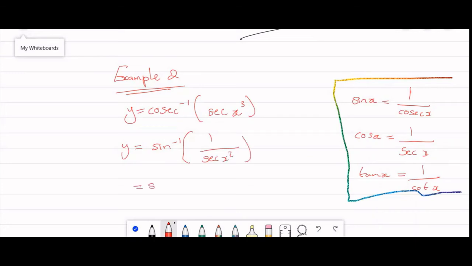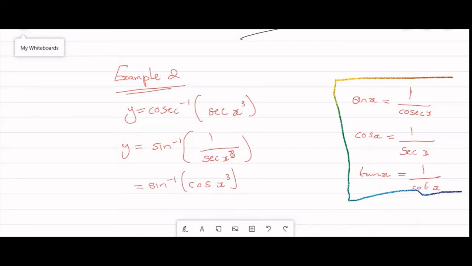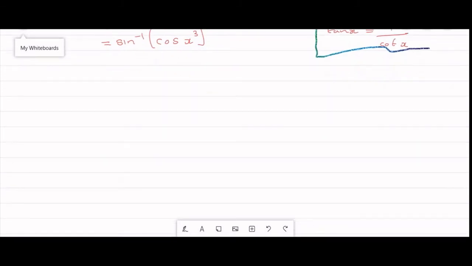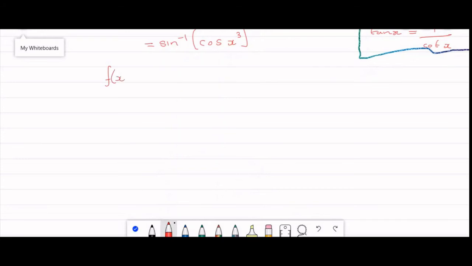So looking at the formulas we just wrote, 1 over sec is what? It is cos. So therefore we can say cos x cubed. So now since we have this, we can start to solve our equation. So to solve our equation, we'll say f of x is equal to cos x cubed.